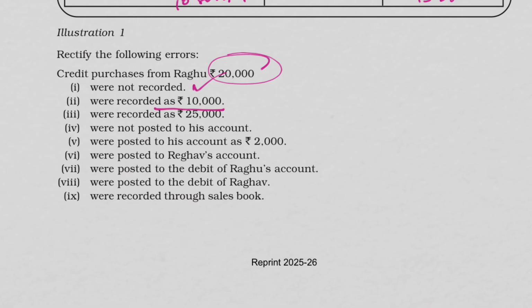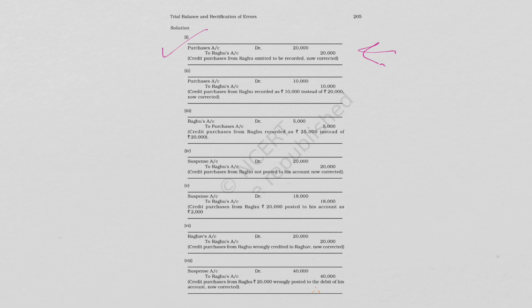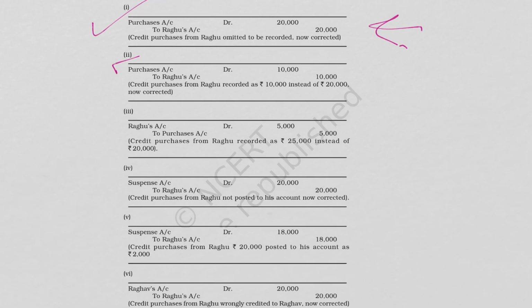Next we have, it was recorded as 10,000. So there is short recording. So purchase is short of 10,000. So we'll debit purchase by 10,000 and credit Raghu by 10,000.